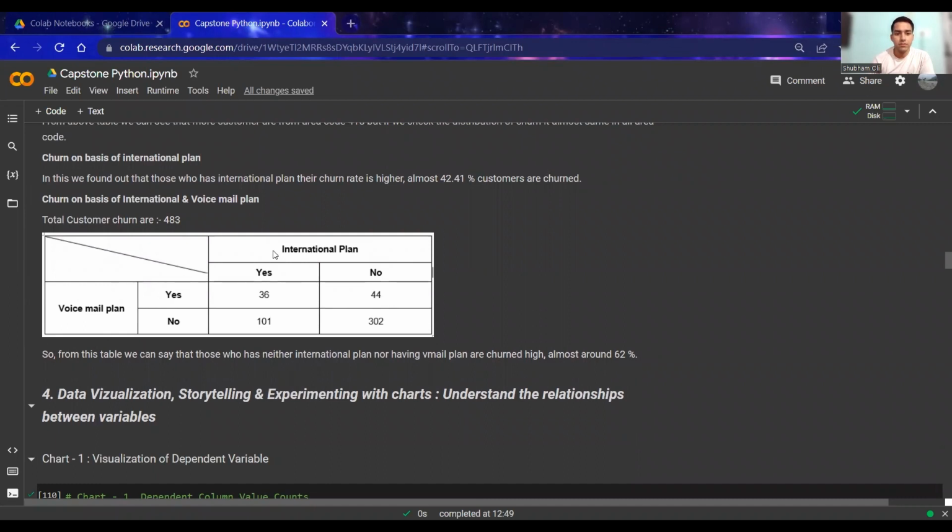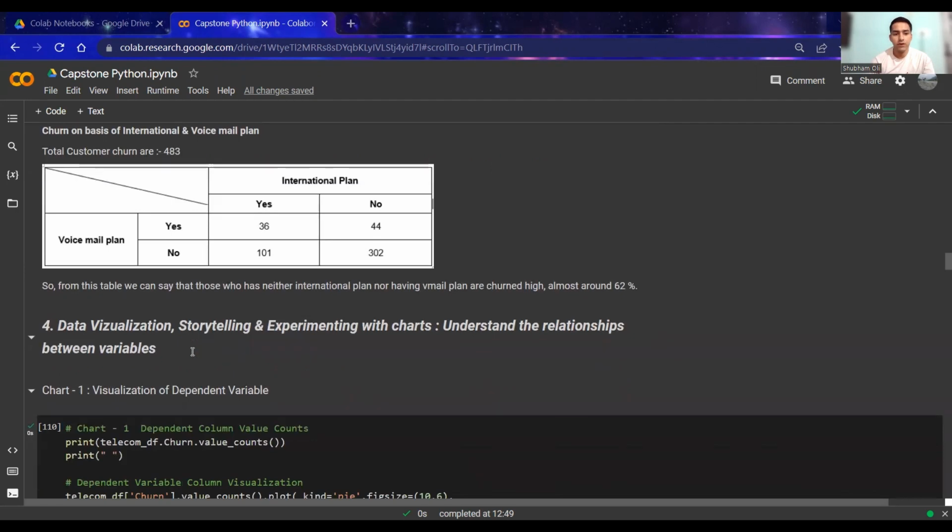Here we can see voicemail and international plan. Those customers who have both voicemail and international plan are 36, who have voicemail plan but no international plan are 44. Those who have no voicemail plan but international plan are 101. But those customers who didn't have any voicemail plan nor international plan are 302. So from this table, we can say that those who have neither international plan nor voicemail plan churned higher, almost 62%. So now it's time for data visualization.